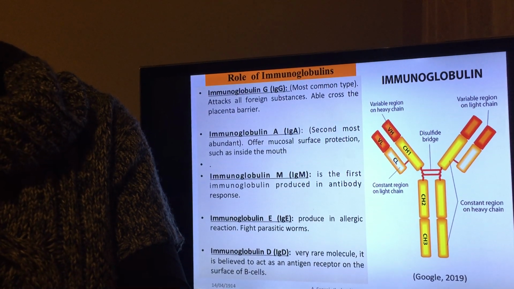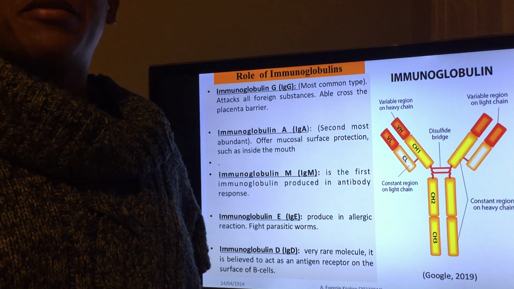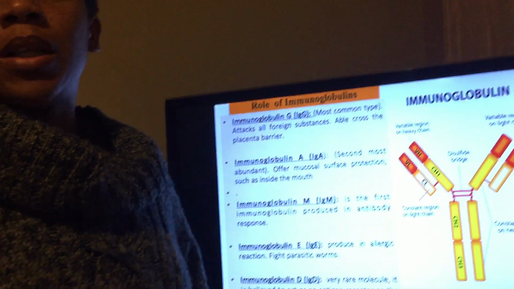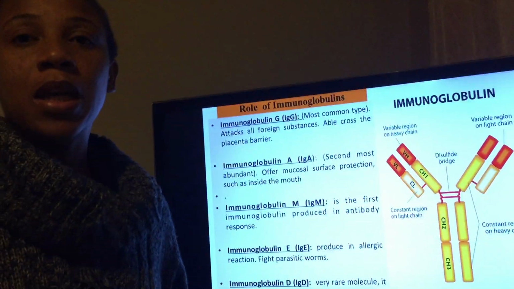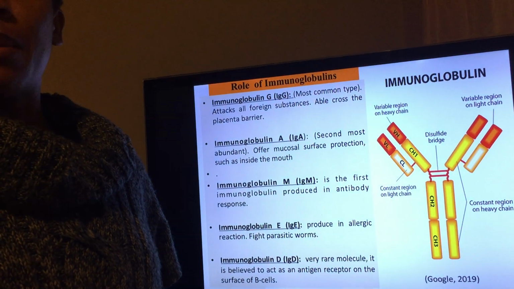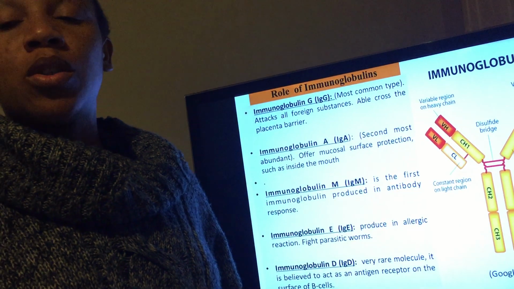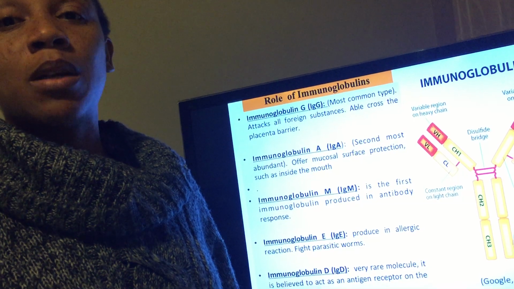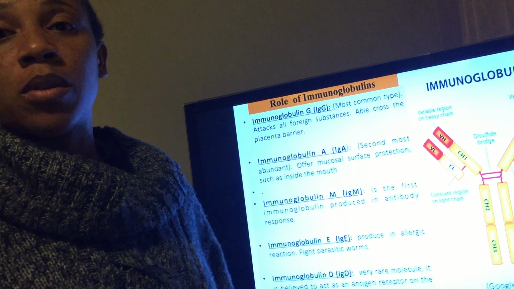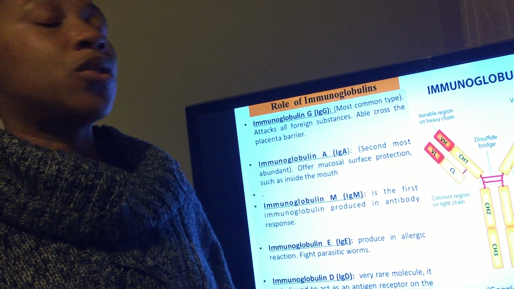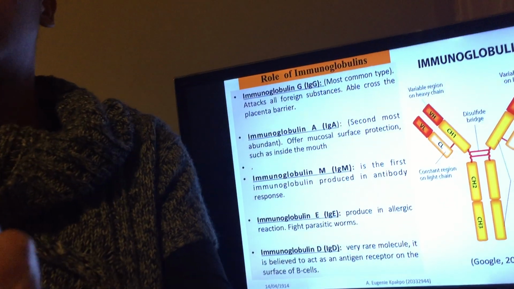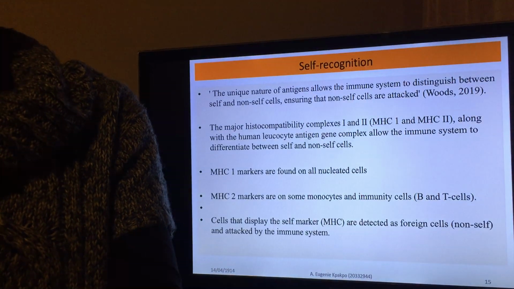The immunoglobulins are actually antibodies that help fight infection in the acquired immune system. IgG is the most common one. It attacks all foreign substances. It can offer immunity from the mother to the unborn child as it can cross the placental barrier. We have IgA, which is the second most abundant. It plays a role in mucosal protection. IgM is the first immunoglobulin produced in an antibody response. IgE fights allergic reaction and parasitic infection. IgD is believed to act as an antigen receptor on the surface of B cells, although its role is not really known.